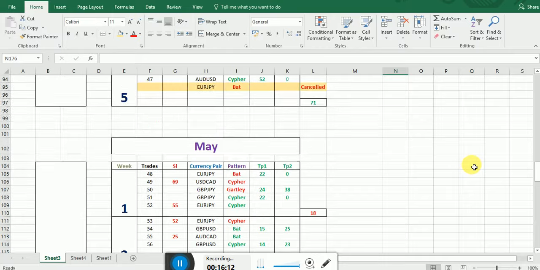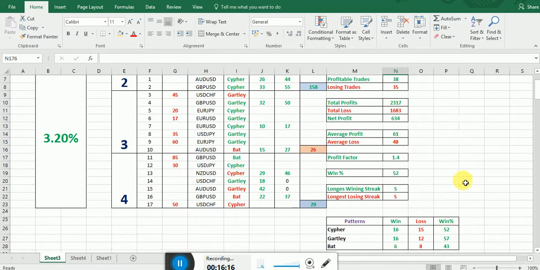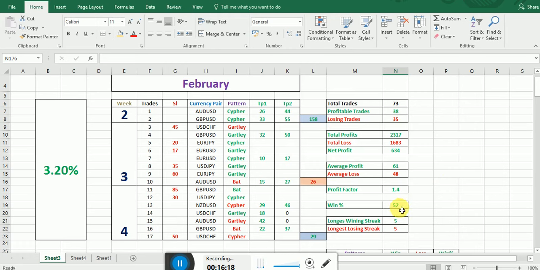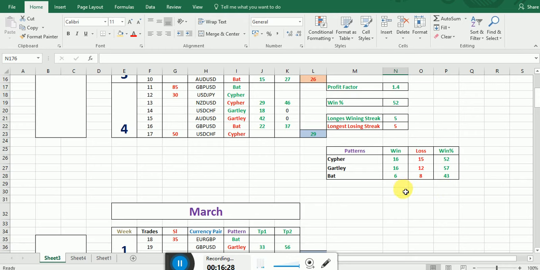So one thing again I want to check, I think I said my winning percent. Okay, my winning percent is currently 52%. So as you can see, we've taken 73 trades, 38 winners, 35 losing trades. All the statistics are here for you guys to see, and also the result of every single one of them.